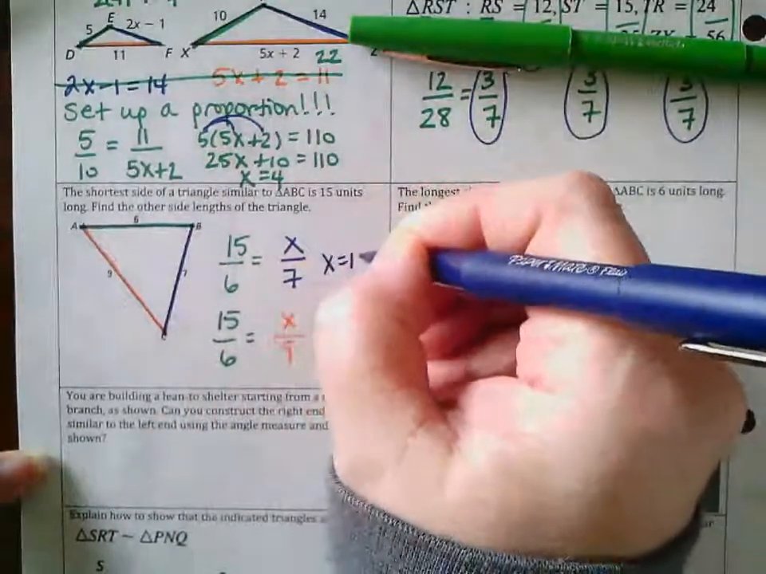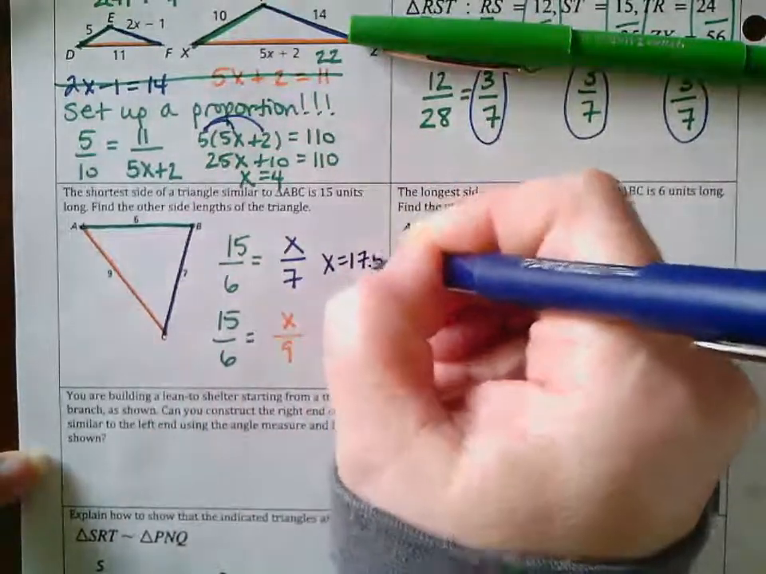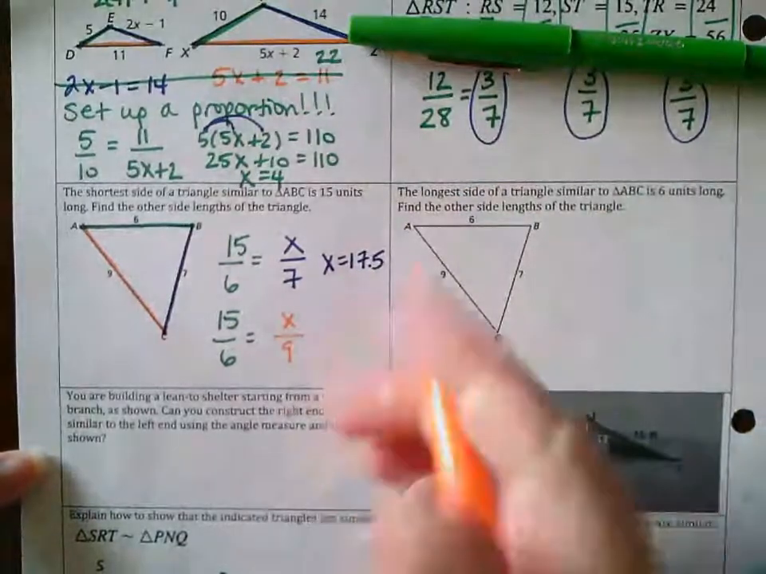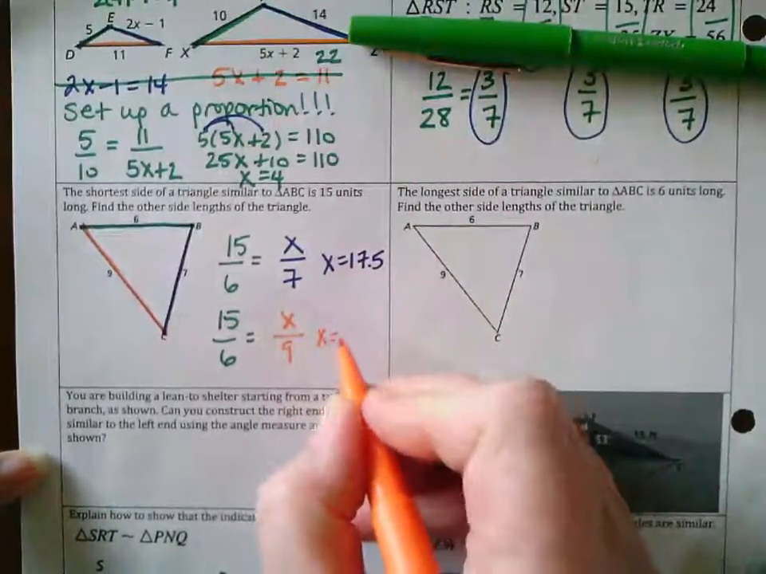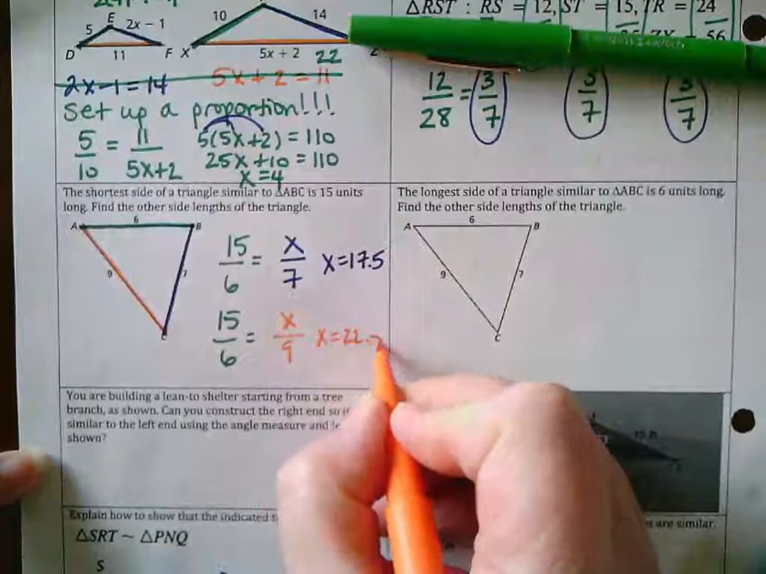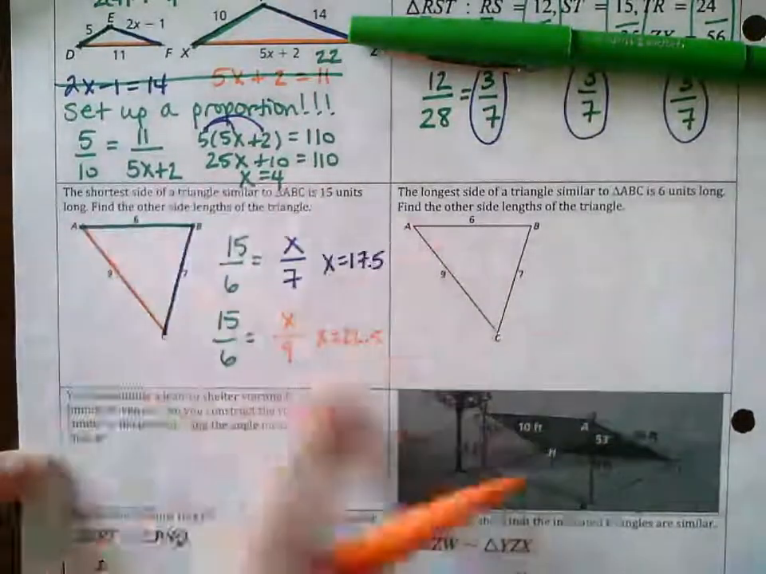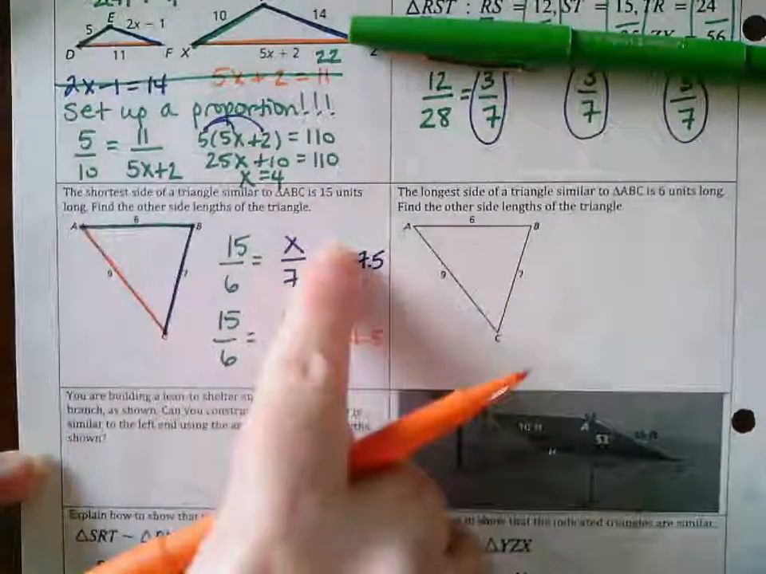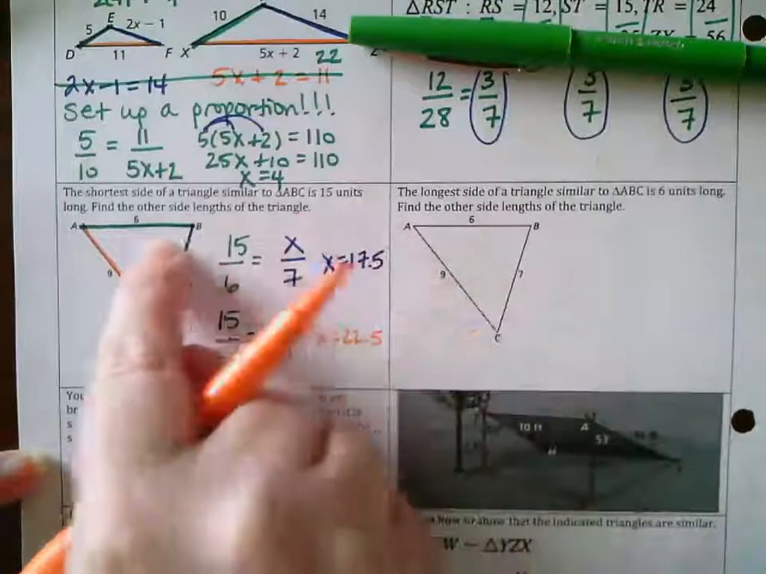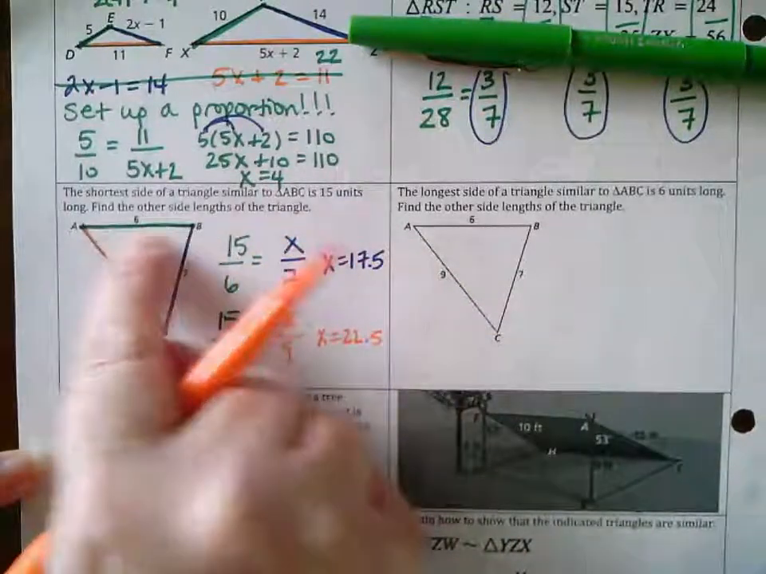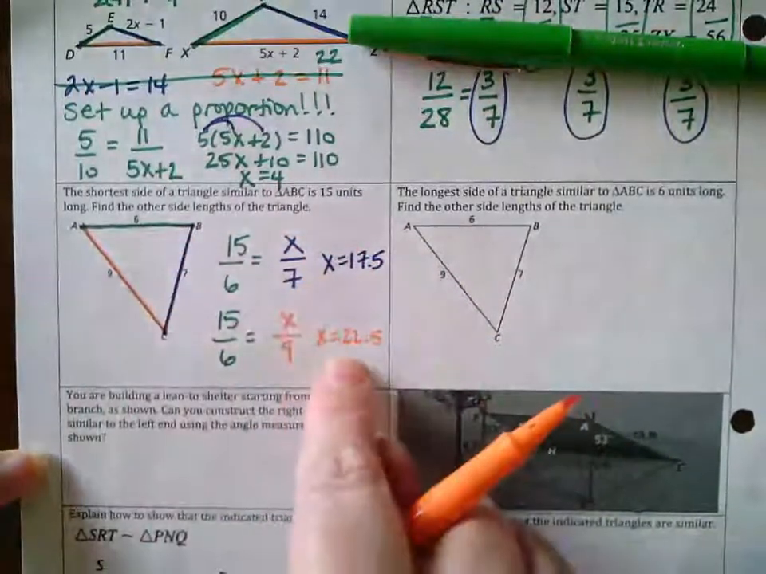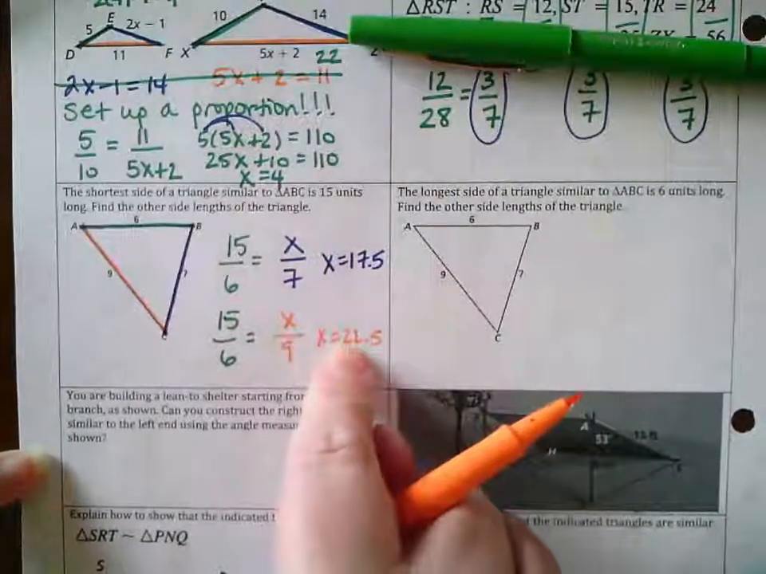So 17.5 and 22.5. And the triangle that's similar to this triangle with the shortest length being 15 units, which again matches up with the shortest length here. These are the lengths of the other triangle.